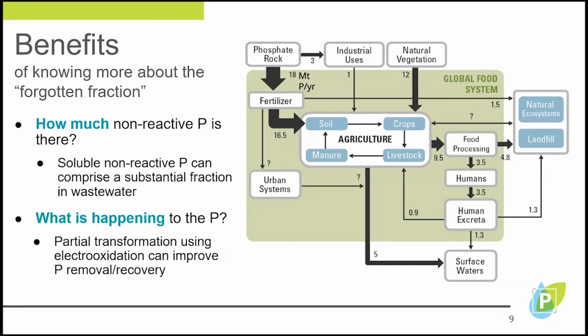So in our case, looking at partial transformation can help to improve wastewater treatment in terms of phosphorus removal and recovery. And I think our big message would be it's worth thinking about if there is non-reactive phosphorus in the stream that you're interested in, and then how to best go about managing that to meet your goals.